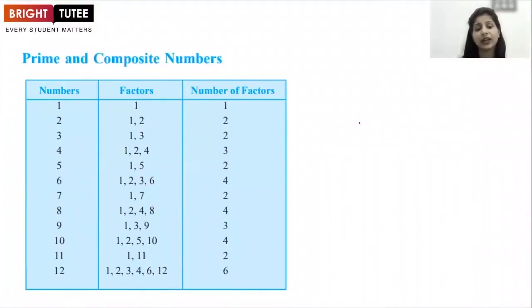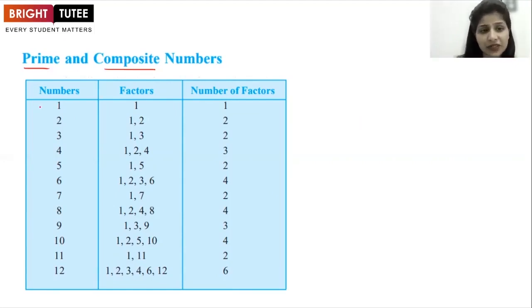Next one. Okay, now comes the prime and composite numbers. A very important definition to keep in mind: what are prime and what are composite numbers? Here there is a table that you can see. We have written numbers, their factors, and the total number of factors.